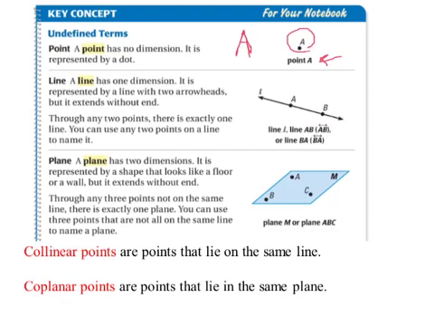All right, a plane. A plane has two dimensions. It's represented by a shape that looks like a floor or a wall, but it extends without end. So this line right here is just representation, but it really goes on forever in that direction. A plane is infinite. It does not stop. Don't want to confuse you with the crazy arrows.